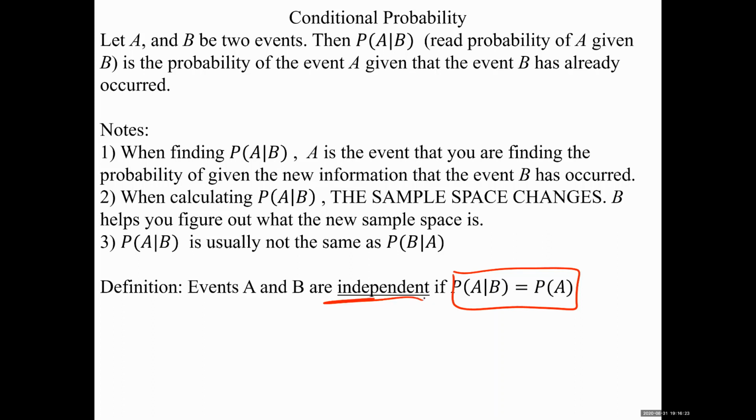When you're trying to figure out if two events are independent, you're going to calculate a conditional probability and a regular probability and see if they're equal or not. If they're equal, they're independent. If they're not equal, they're not independent. And the story is over. Okay, now that I said the story is over, I'm going to say some more things.